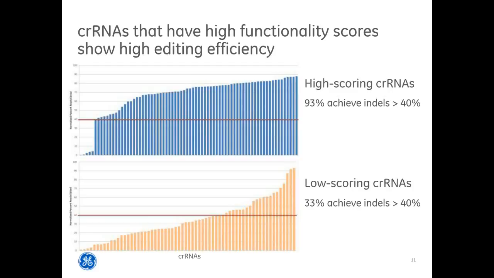Therefore, we expected that our algorithm would demonstrate differences in the percent indel formation for CRISPR RNAs with either high or low functional scores. And what we found is that for high-scoring CRISPRs, 93% had greater than 40% indel formation, as you see in the upper graph, while only 33% of the low-scoring CRISPR RNAs were able to reach that 40% editing efficiency. So really demonstrating that CRISPRs with high functionality scores have higher overall indel formation efficiency.